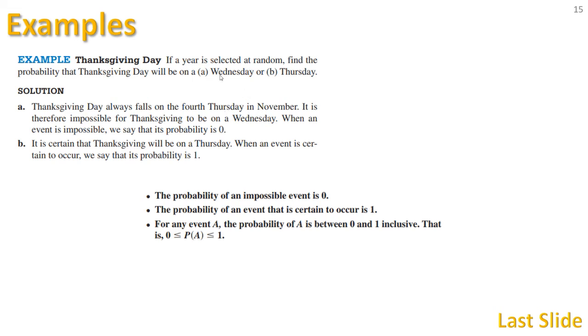So the probability of it falling on a Wednesday is 0 because it can't happen. What's the probability of it falling on a Thursday? Well, it has to fall on a Thursday, so it's going to be 1.